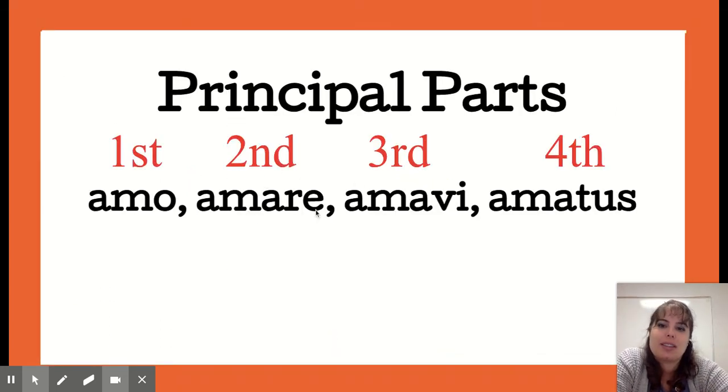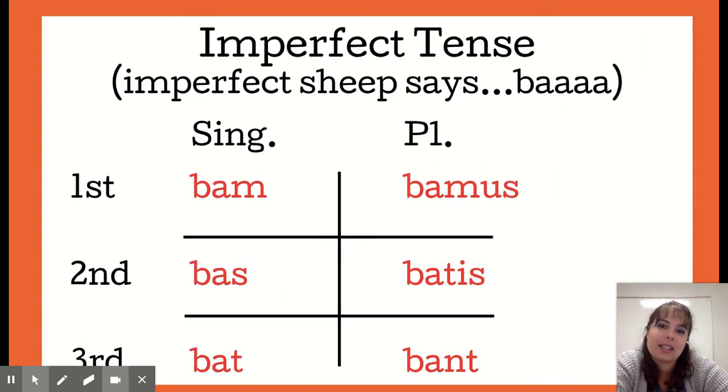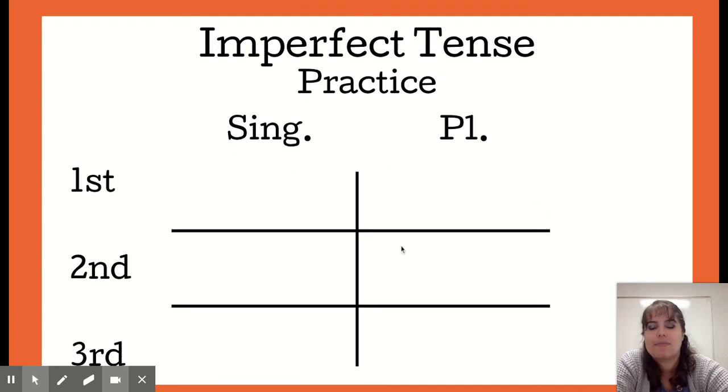It's from this second principal part. You drop the re. So amabam, amabas, amabat, amabamus, amabatis, amabant. Habeo would be habeo, habere. So habebam, habebas, habebat, habebamus, habebatis, habebant. So that second principal part is where we get that imperfect stem from. So the present tense and the imperfect tense use the same stem. So that's nice. It's easy to recognize.